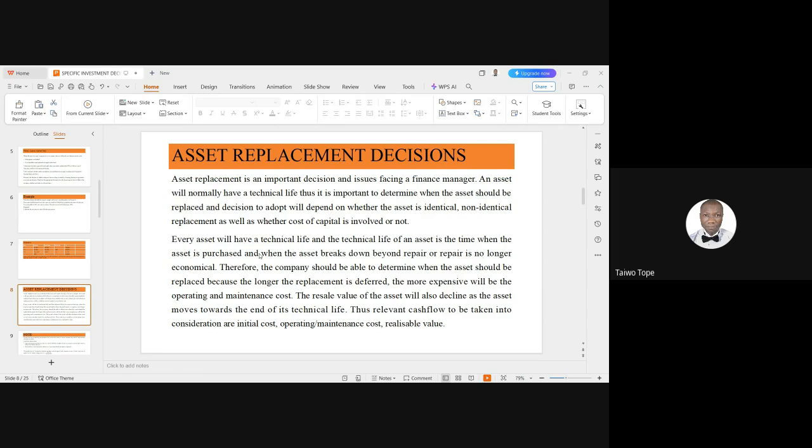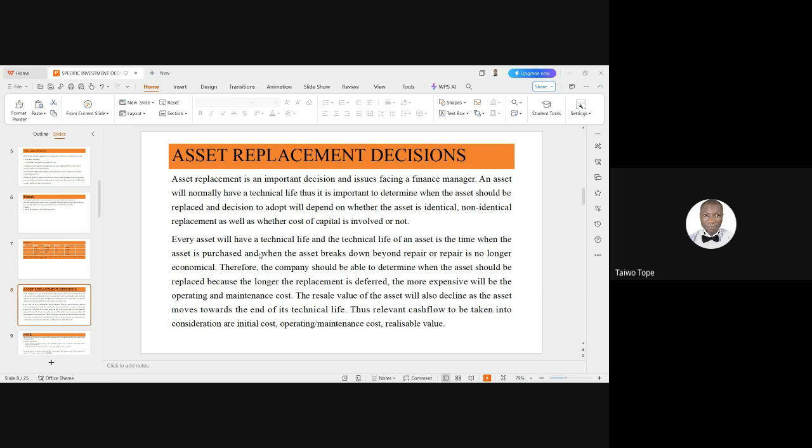Without cost of capital, we just compare the raw cost, which is suitable for short-term investment or simple cases. And with cost of capital, we use discounted cash flows to consider the time value of money. And this is more accurate for long-term strategic decisions. So this is also an important issue we look at when we're trying to replace assets.